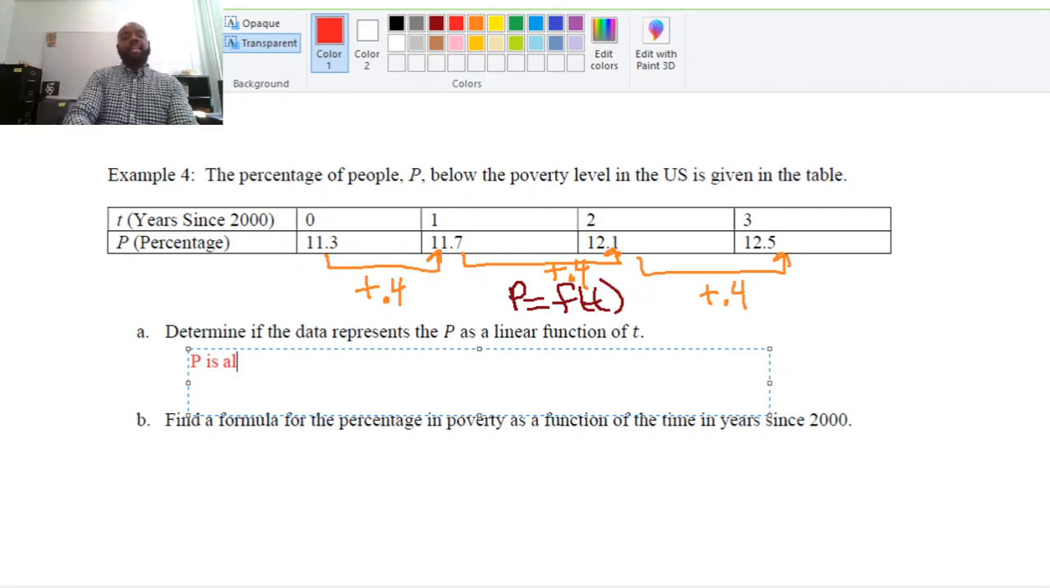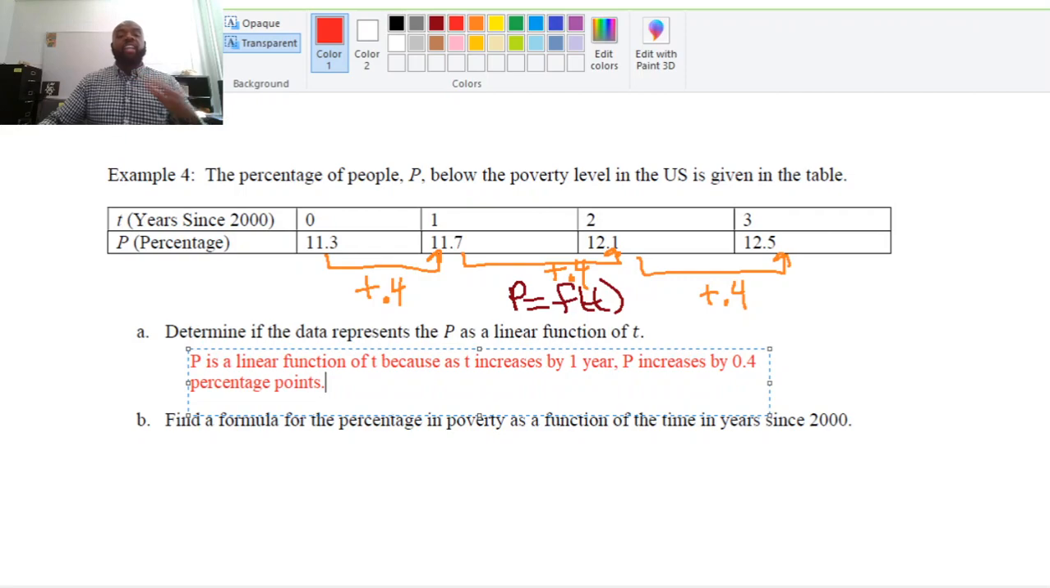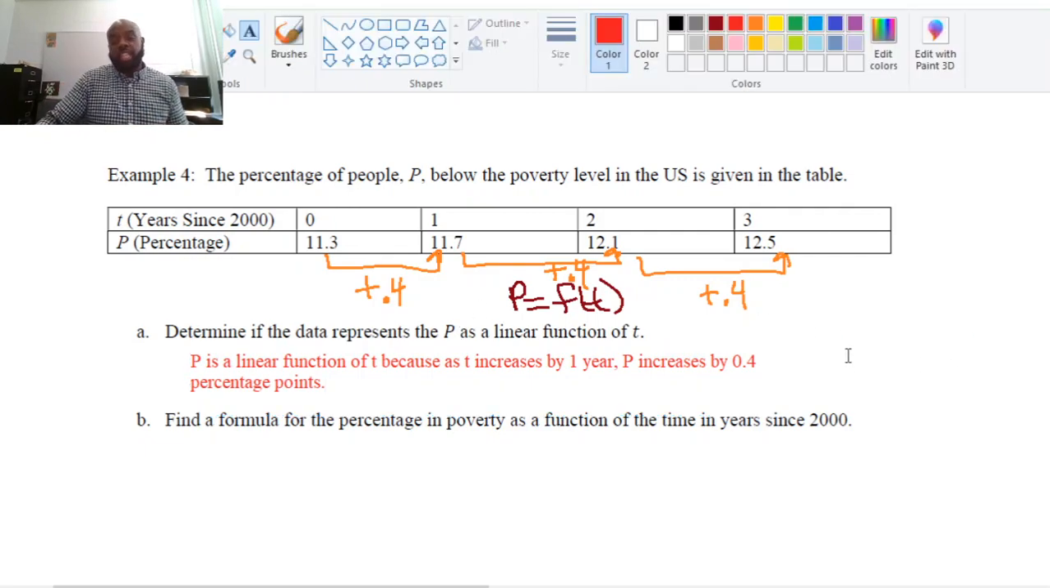P is a linear function of T because as T increases by 1 year, P increases by 0.4, and I'm going to say percentage points. So it's going up by a certain number of percentage points. From 11.3% to 11.7% is plus 0.4 percentage points. It's not increasing by a percent, it's increasing by percentage points. I don't want to get too bogged down in the difference between percentages and percentage points, but I'm going to use the words percentage points here to be extra careful.